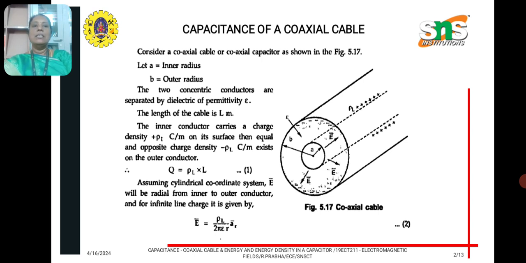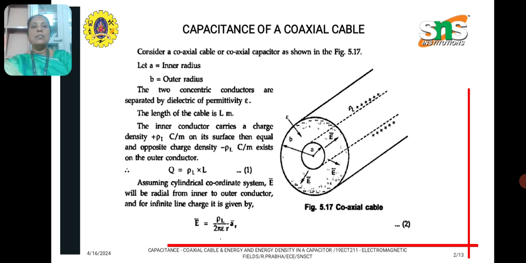The inner conductor carries a charge density rho L coulombs per meter on its surface, and there will be an equal and opposite charge density, minus rho L coulombs per meter, on its outer surface. To calculate capacitance, we need the charge and the potential difference. The charge Q can be obtained by multiplying the charge density and the length of the coaxial cable. So Q is given by rho L into L.